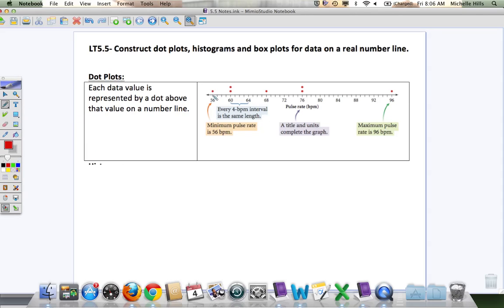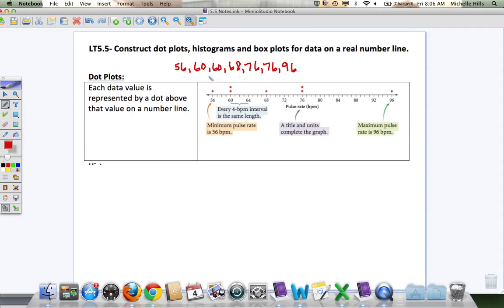So if I look at these dots, it means if I listed out the data in order, I would have a 56, I would have two 60s, so I'd have a 60 and another 60, I'd have a 68, two 76s, so a 76 and another 76, and then lastly I'd have a 96.